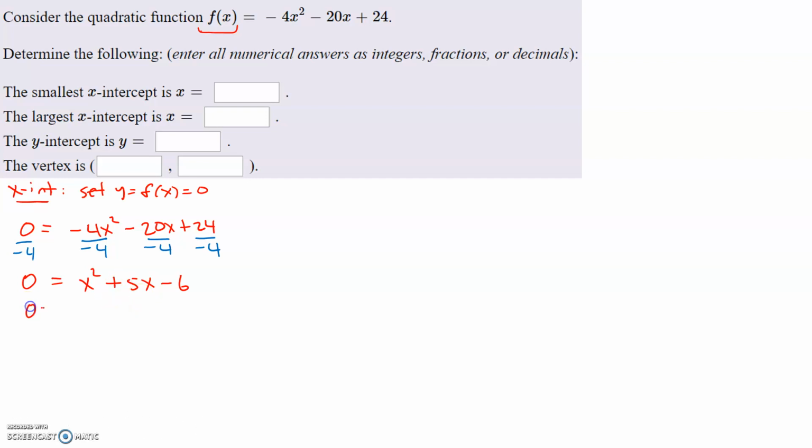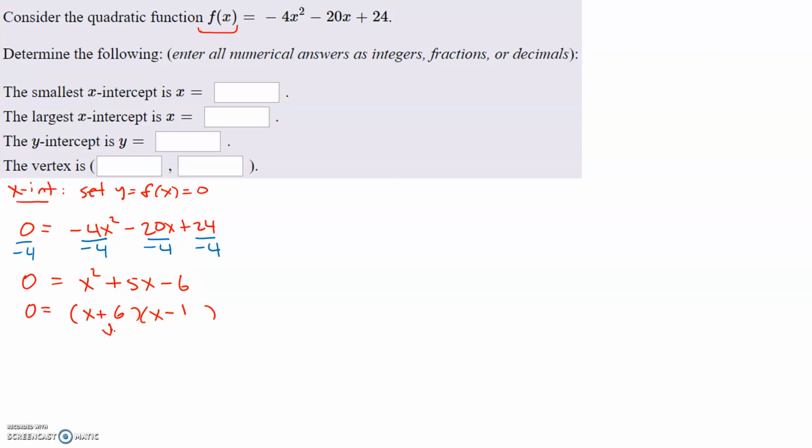Let's factor this. We need to find two numbers that multiply to be negative 6 and add up to be 5. First off, because the 6 is negative, we're going to get one positive and one negative. For two numbers to multiply to be a negative value, we have to have one positive and one negative. Now, which numbers multiply to be negative 6 and add up to be 5? Those are going to be 6 and negative 1. 6 times negative 1 is negative 6. 6 minus 1 is 5.